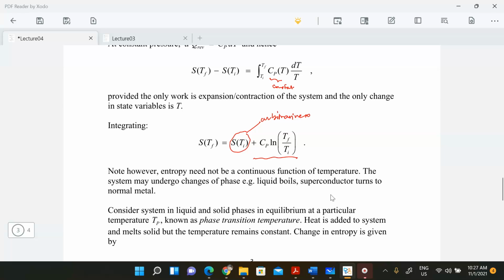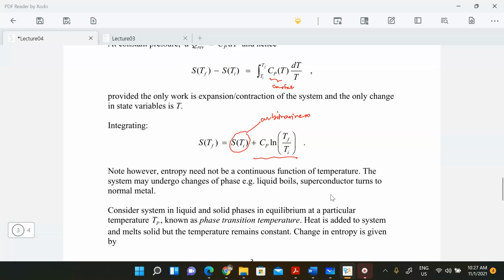Now, this formula seems to suggest that your entropy is a continuous function of temperature, but this is not necessarily so, because the system can undergo changes of phase. An example given in the book is a liquid under boiling conditions, where the liquid vaporizes.